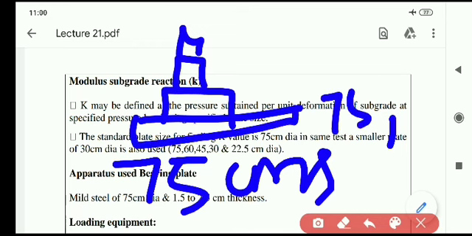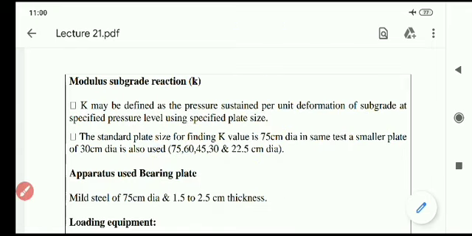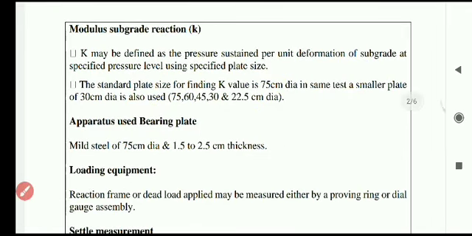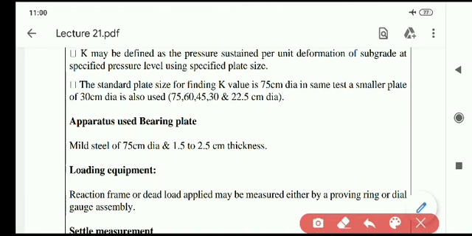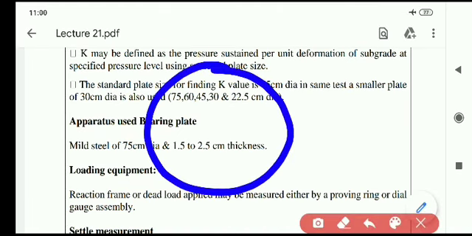75 centimeters should be at the bottom and 22.5 centimeters should be at the top. And apparatus used for the bearing plate test are mild steel. The circular plate should be prepared with mild steel of 75 centimeter diameter and 1.5 to 2.5 centimeter thick plate it should be. I have told you 75 centimeter diameter plate should be taken.